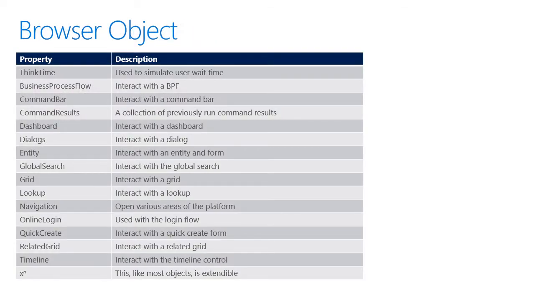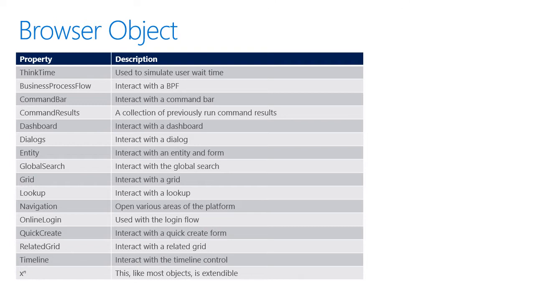Shown here is the browser object, including many properties, including think time, business process flow, command bar, command results, dashboard, dialogues, entity, global search, grid, lookup, navigation, online login, quick create, related grid, timeline, etc. Some of these are actual commands on the browser objects, such as ThinkTime, while others represent modules inside of EasyRepro, such as business process flow, entity, grid, navigation, and so on.